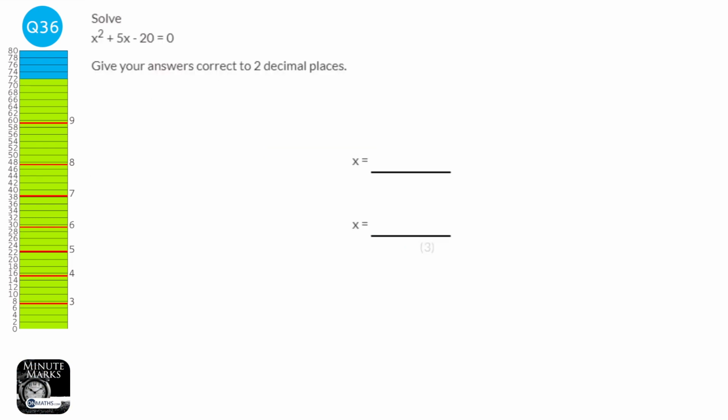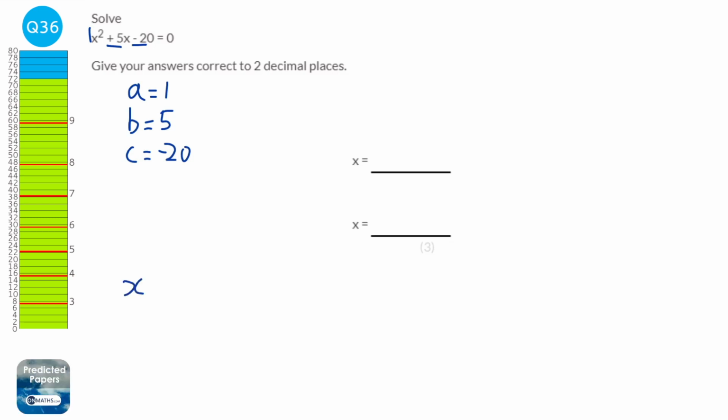We're asked to solve this quadratic, and we're told that we're going to put the answers to two decimal places. So we're going to be using the quadratic formula. For the quadratic formula, we need to work out what A, B, and C are. A is the coefficient of the x squared. Now, it doesn't look like it has a number before it, but it does. There is a 1 there. So A is 1. B is the coefficient of the x, which is 5. And C is the number left on its own at the end, which would be minus 20.